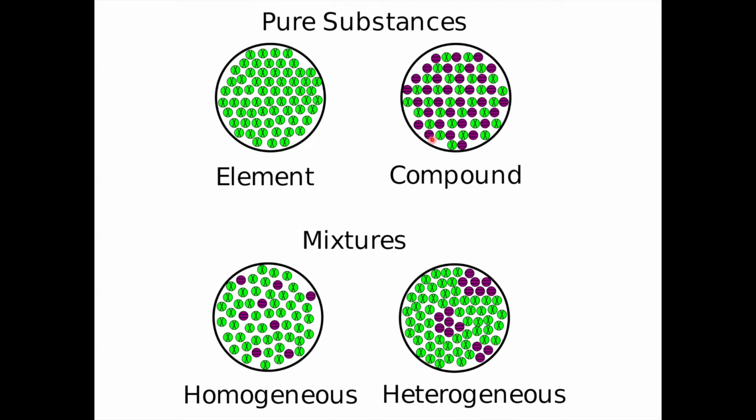Now for a compound, this one is also evenly distributed. So what is really the difference between this one and this one? You have to look closely because these are bonded together. A green one and a purple one are bonded. So that is the real key.